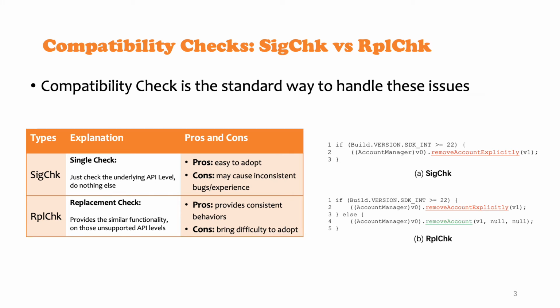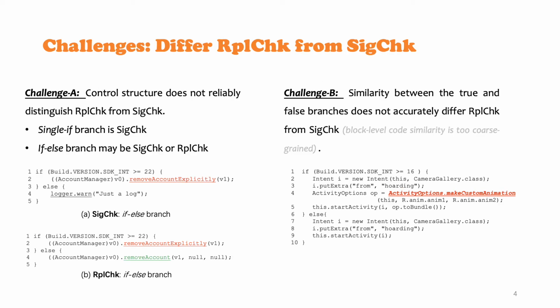After investigation, we find Compatibility Check is a standard way to handle these issues, and we divide these checks into two types, SigChk and Replacement Check. Look at figure A. SigChk just checks the underlying API level. Here is the check: SDK int greater than or equal to 22. SigChk is easy to adopt, but may cause inconsistent bugs or experience, as the app does nothing when SDK int is less than 22. Figure B is Replacement Check. It provides similar functionality on unsupported API levels. So we think Replacement Check is a better way to deal with compatibility issues.